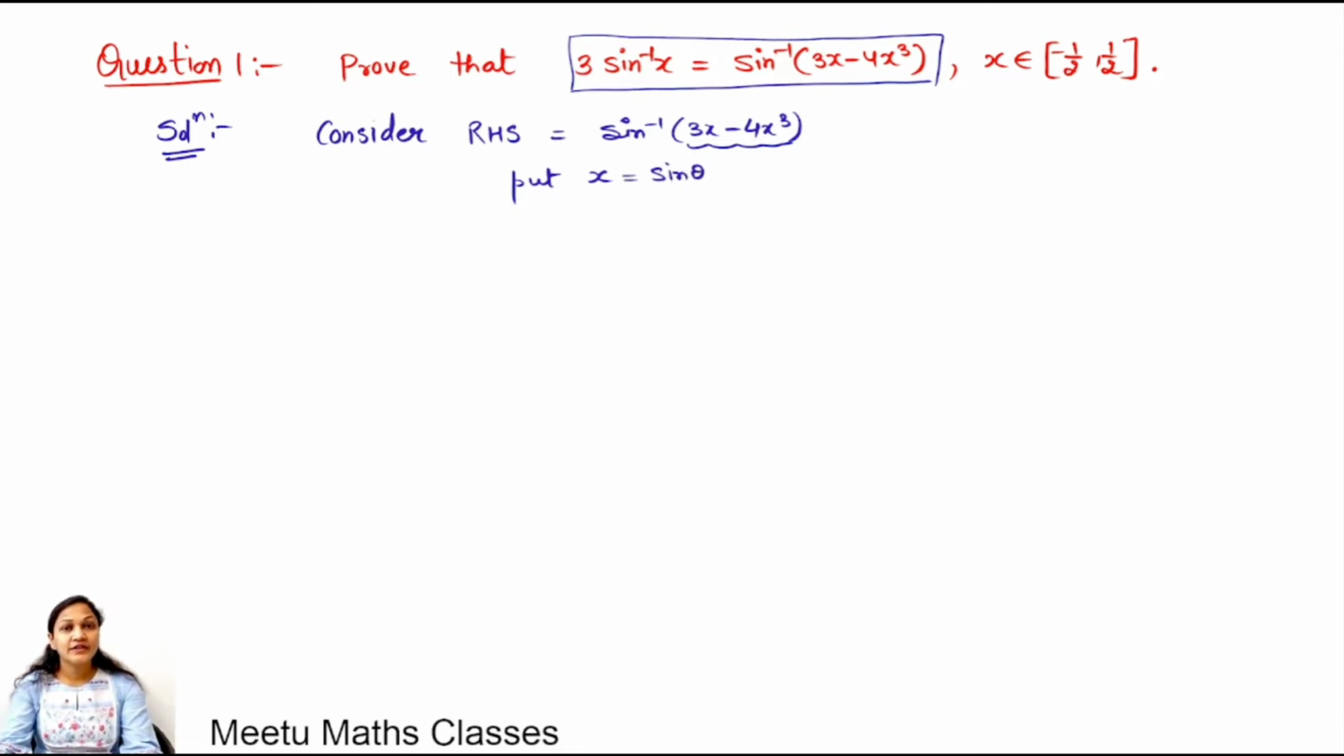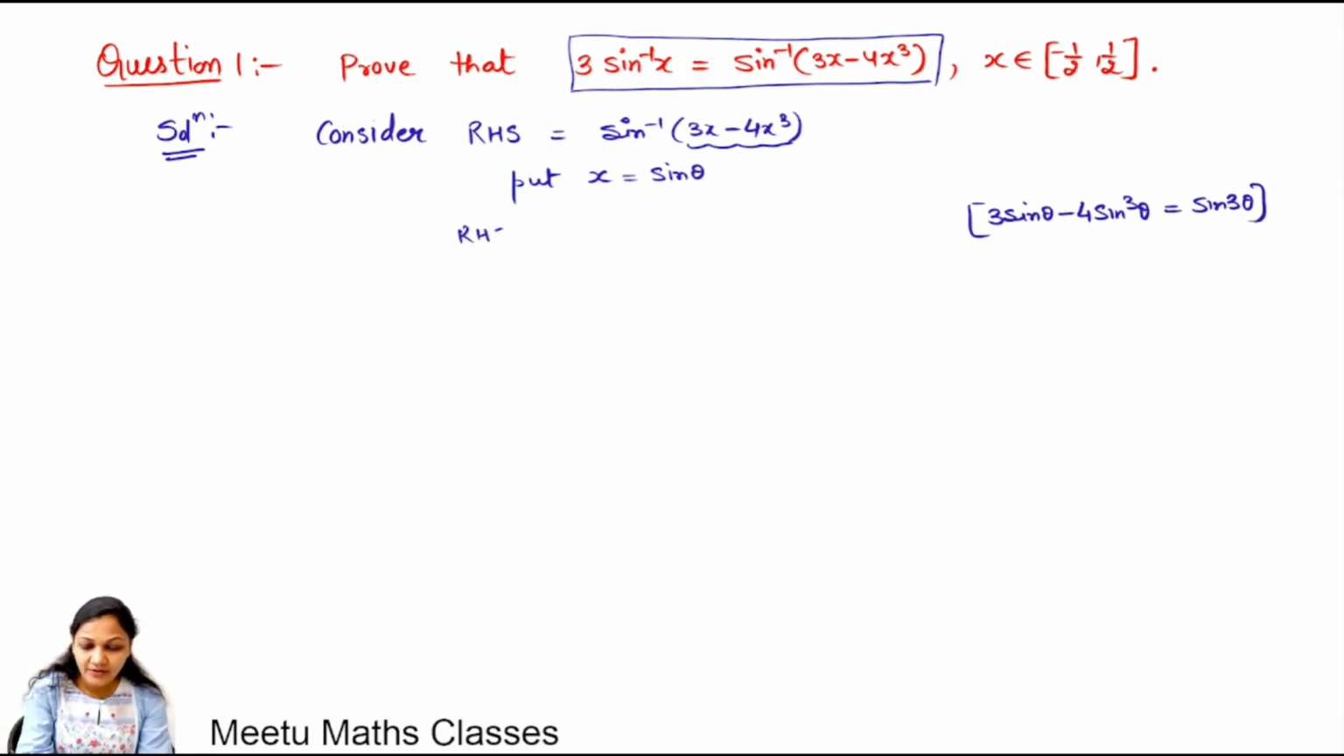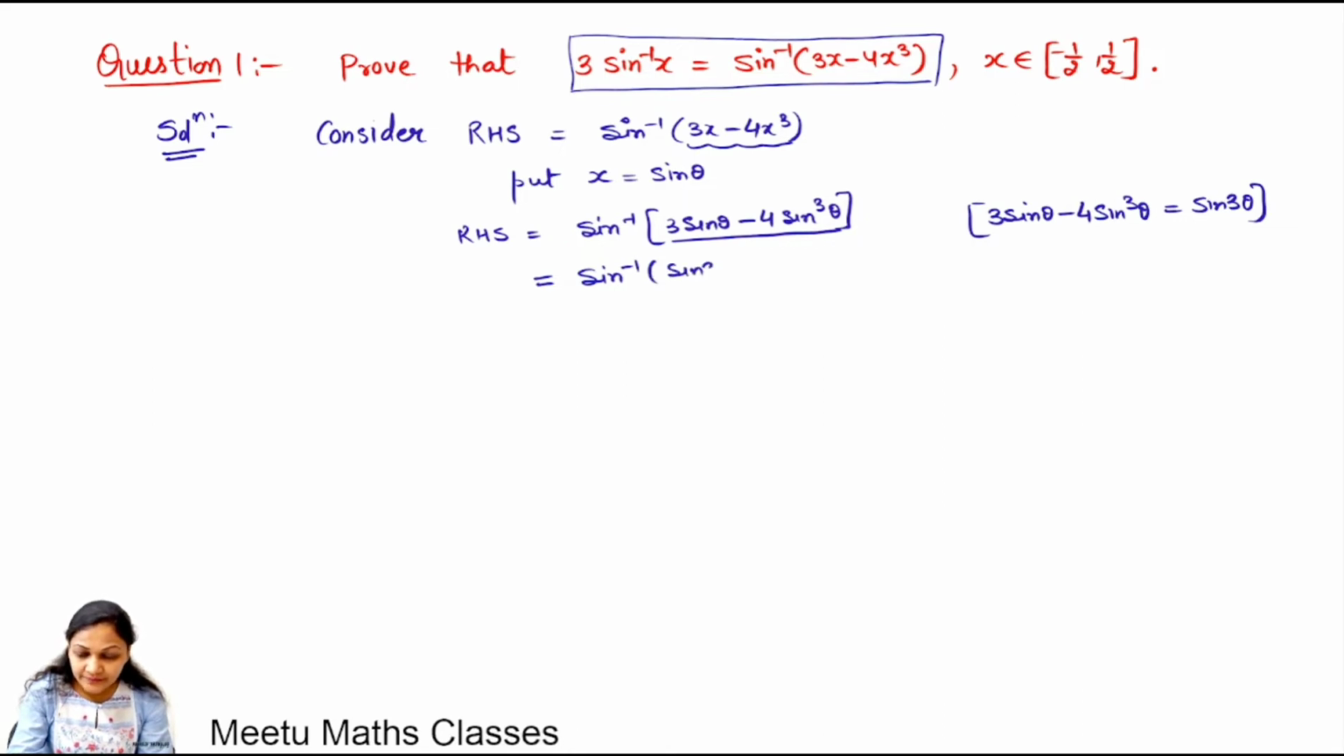If we substitute x equals sine theta, then 3 sine theta minus 4 sine cube theta can be replaced by sine 3 theta. So our right hand side will become sine inverse of 3 sine theta minus 4 sine cube theta, and this can be replaced by sine 3 theta. Now our right hand side will become this.